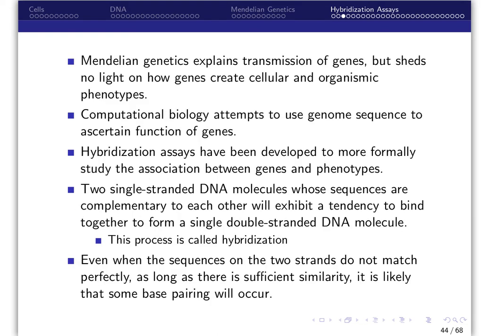So we have seen how Mendelian genetics explains transmission of genes, but sheds no light on how genes create cellular and organism phenotypes. Computational biology is a field that attempts to use the genome sequence to ascertain function of genes. Due to the Human Genome Project, hybridization assays were and have continued to be developed to more formally study the association between genes and phenotypes.